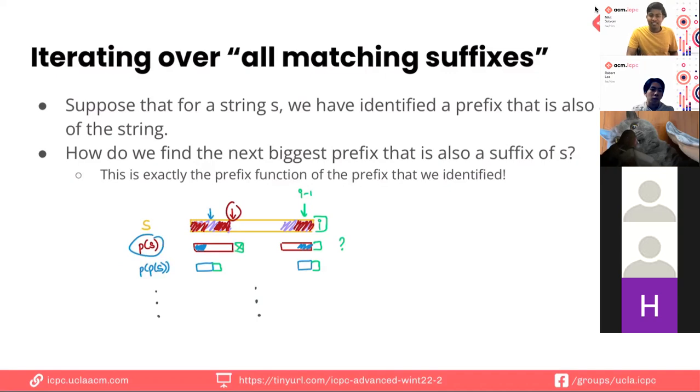I'll give you all a few seconds for that to sink in. All right, to summarize the big picture: you look at the string, you look at P of I-1. If you can extend that, great, you're done. If not, look at P of P of I-1, see if you can extend that. If you can, good, you're done. If not, look at P of P of P of I-1 and keep doing that until you find something. If you don't find anything, there is no match, and the longest matching prefix that's also a suffix is length 0.